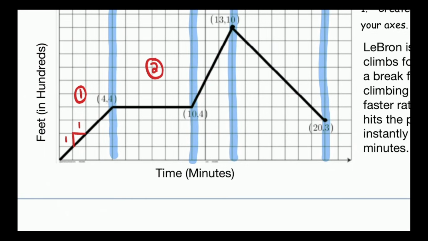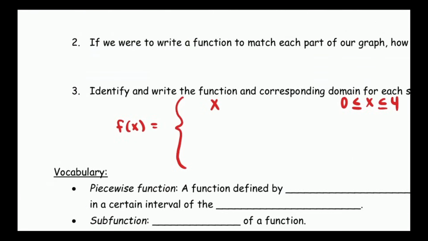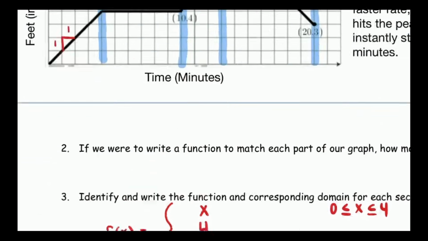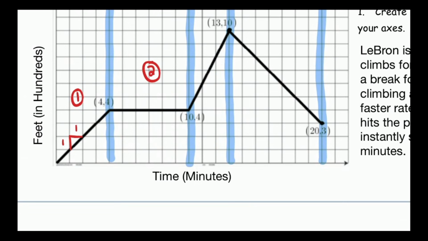Now let's go ahead and look at our second section. Our second section is where LeBron takes his break. And so that break lasts for 6 minutes. And we can see this is just a horizontal line with a slope of 0. And when we have a horizontal line like that, we just write what the y value is. And this y value here is 4. So this second function is just going to be the number 4. And again, this 4 is going to go from 4 minutes all the way to 10 minutes. So that's going to be the domain for that section.